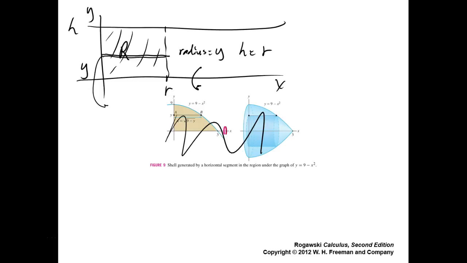When you're revolving that around the x-axis, your radius is your y value, and your height of that delta y strip that you have there would be r, because everywhere the height is r.